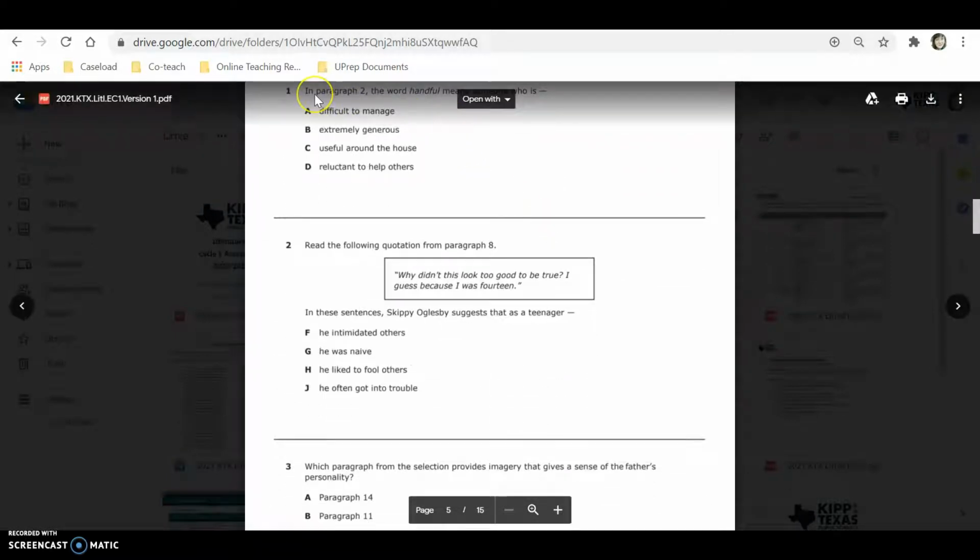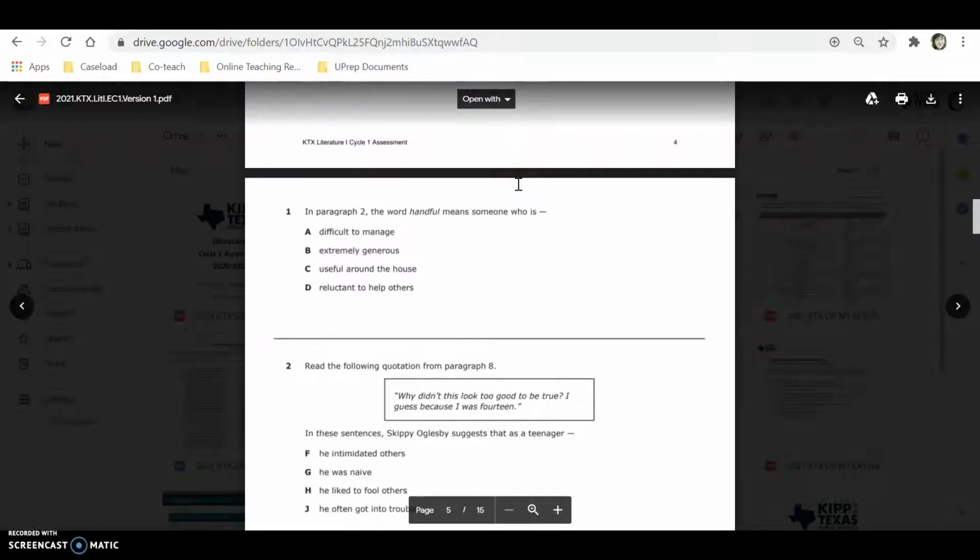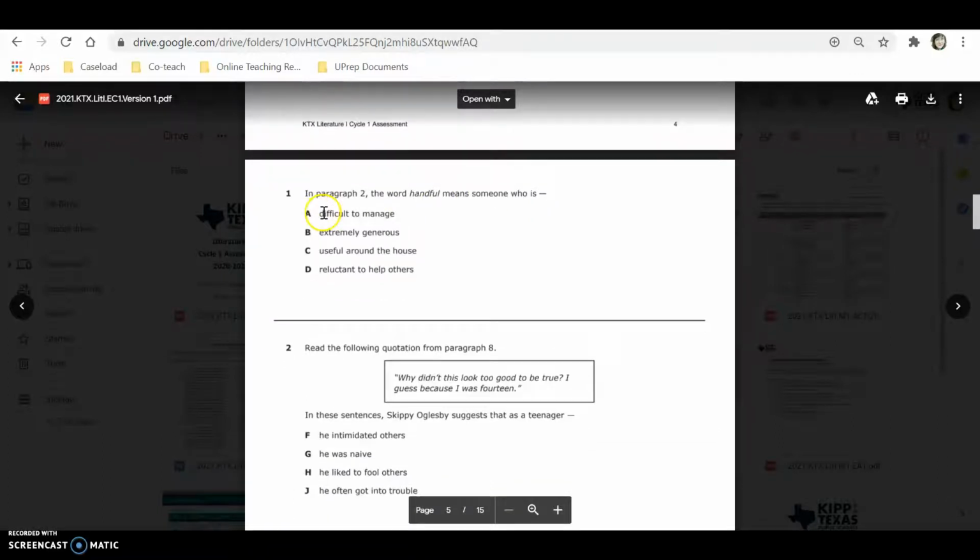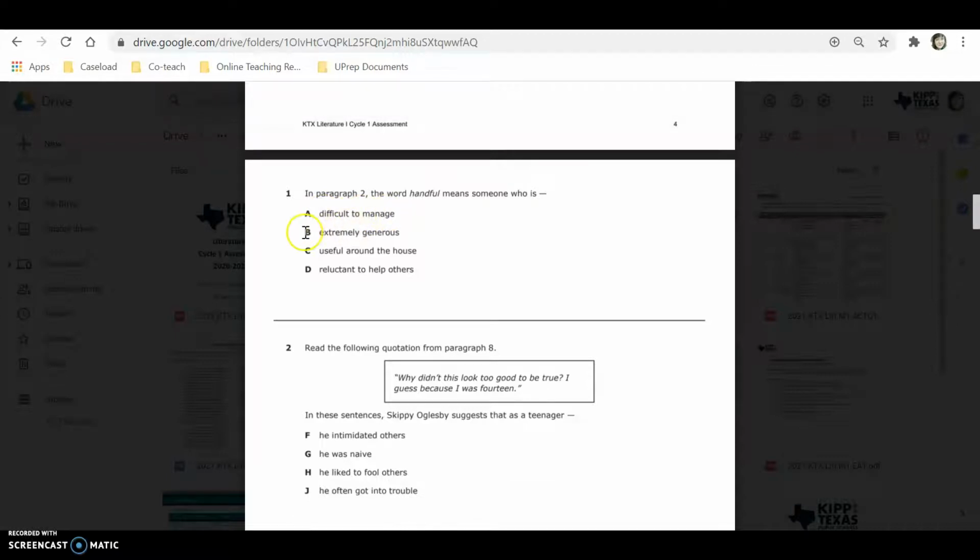It says, in paragraph 2, the word handful means someone who is A, difficult to manage, B, extremely generous, C, useful around the house, D, reluctant to help others. Pause this video, answer question 1 in Illuminate, and come back.